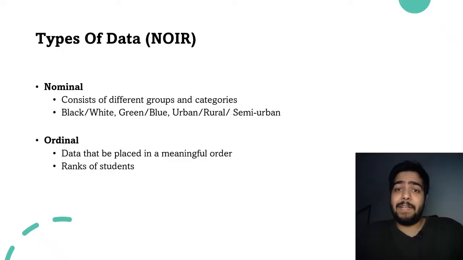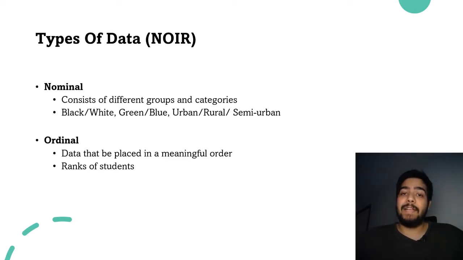Data can be classified into 4 types, and you can remember this by the mnemonic NOIR. The first type is nominal data, and it consists of different groups or categories. For example, black and white, green and blue, urban, rural, semi-urban, and these are different kinds of categories, and all data that can be classified into these categories is called nominal data.